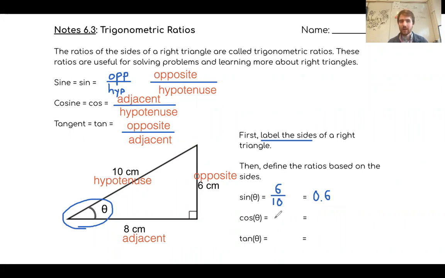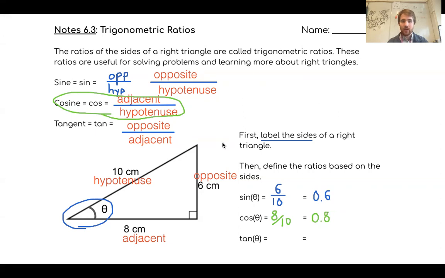Now we'll do it with cosine. Remember, cosine is adjacent divided by hypotenuse. So the adjacent side down here, 8 centimeters. The hypotenuse still 10, so 8 divided by 10. Sometimes you'll want to write it as fractions, other times you'll want it as a decimal. So of course you can just do 8 divided by 10 in your calculator to get the decimal, 0.8.